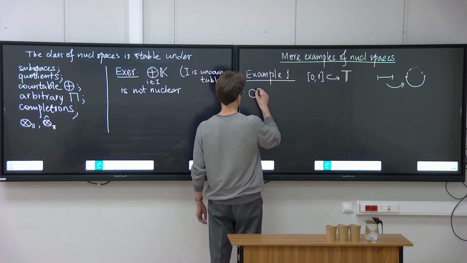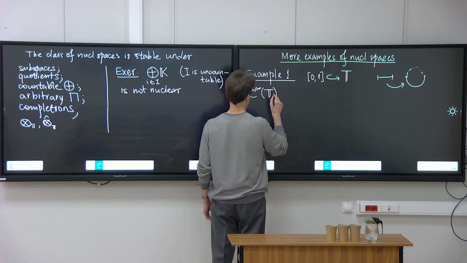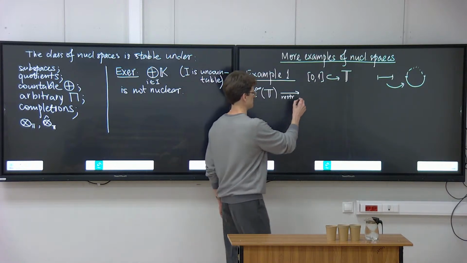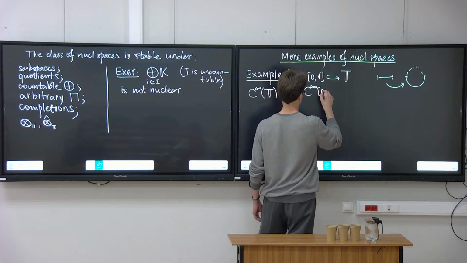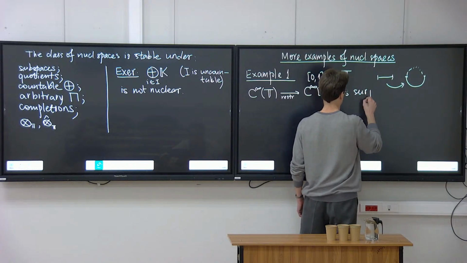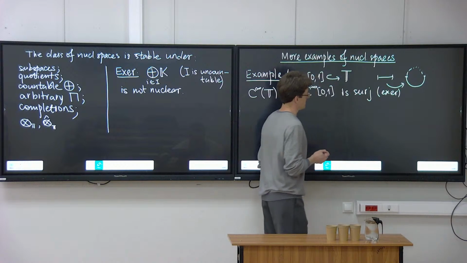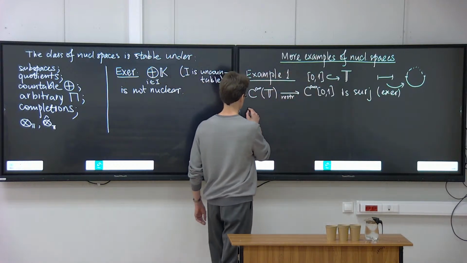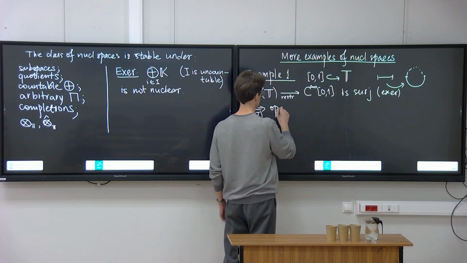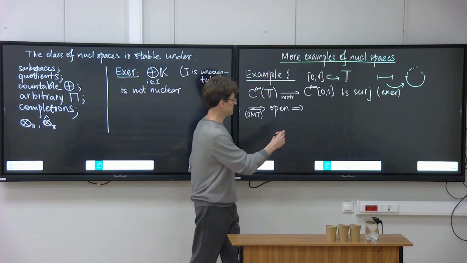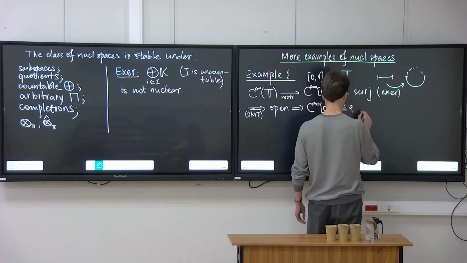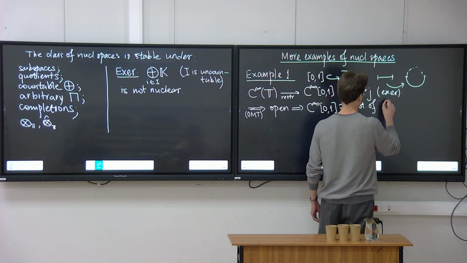This embedding leads to the restriction map from the space of smooth functions on the circle onto the space of smooth functions on the interval. And this map is easily seen to be surjective. This is a little exercise. So it is surjective. Now we apply the open mapping theorem, and we conclude that it is open. And so as a result, we may identify the space of smooth functions on the interval with a quotient of the space of smooth functions on the circle.